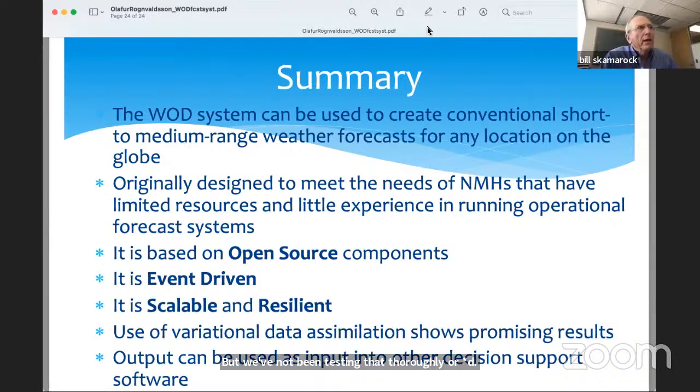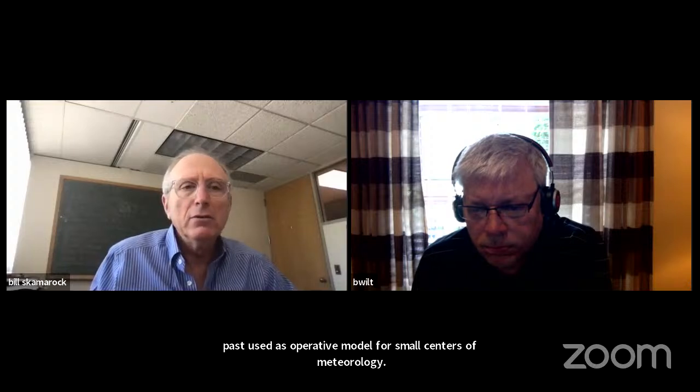Okay, thank you. And thank you for your talk. Moving on, our next talk is going to be given by Jorge Humberto Bravo Mendez, and he's going to talk to us about WRF MPAS used as operative model for small centers of meteorology. So if you'll share your screen, we can begin.